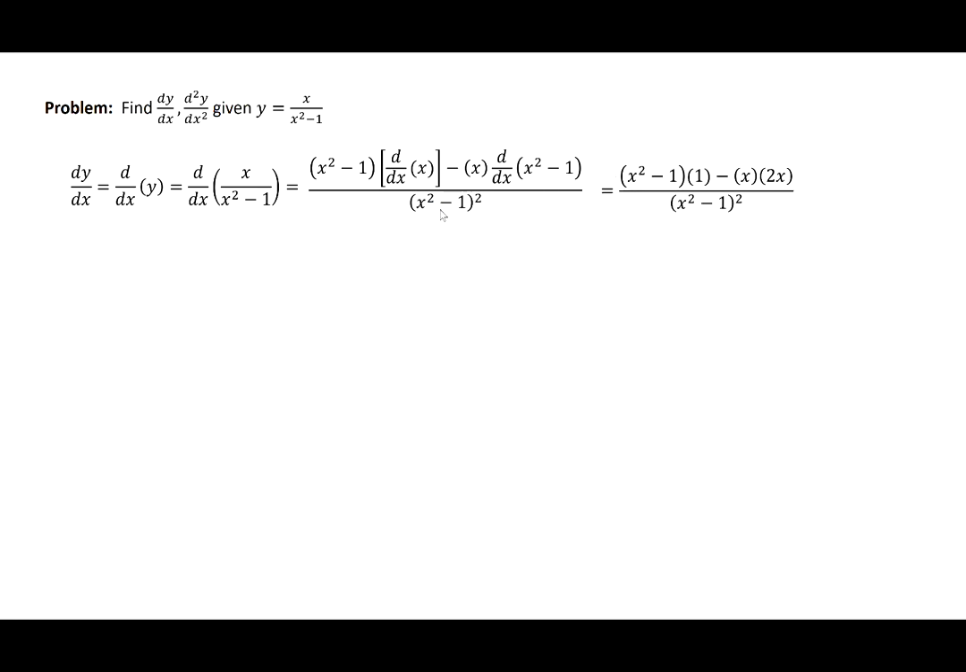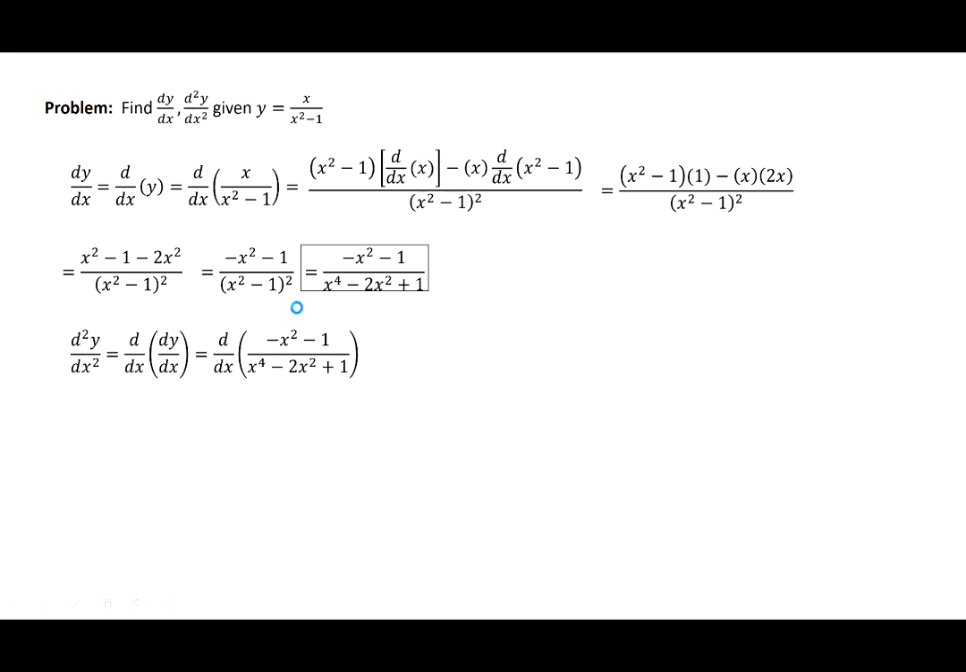Quotient rule. Low d high minus high d low over low low. X squared minus 1, the denominator, times the derivative of the numerator, minus numerator times the derivative of the denominator, over the square of the denominator. Right? And that turns out, when you simplify, negative x squared minus 1 over this. Cool. And now if you want to find the second derivative, what did I do? Oh, I just multiplied this out.